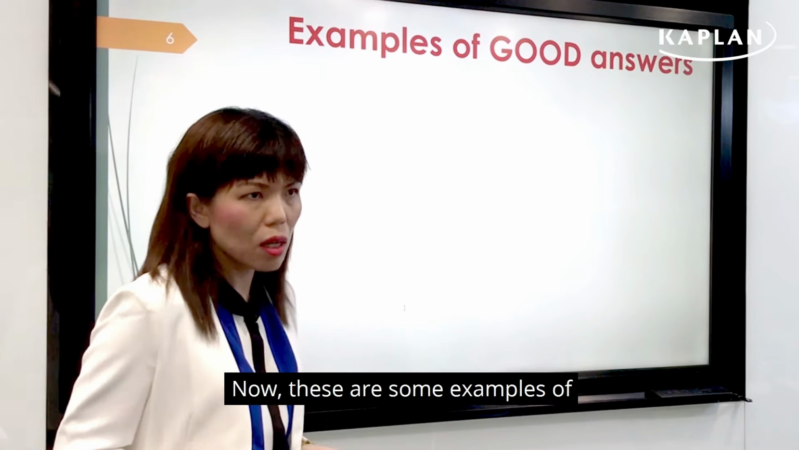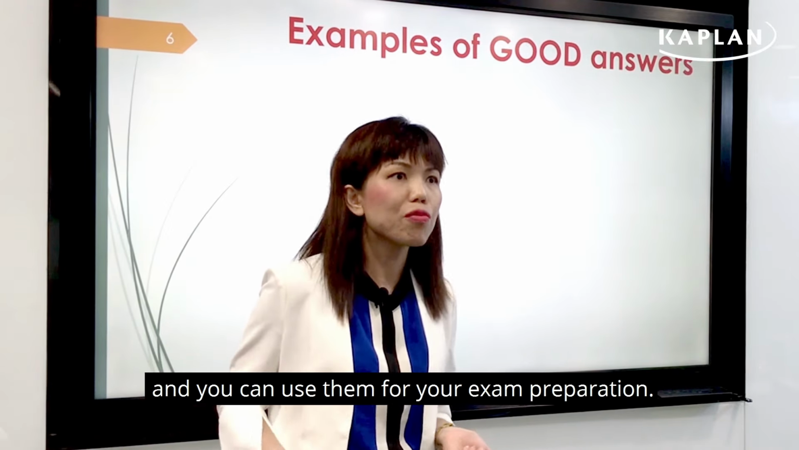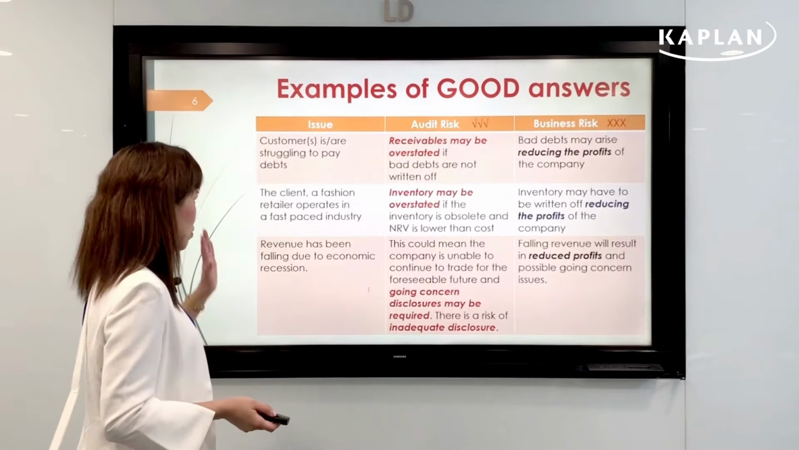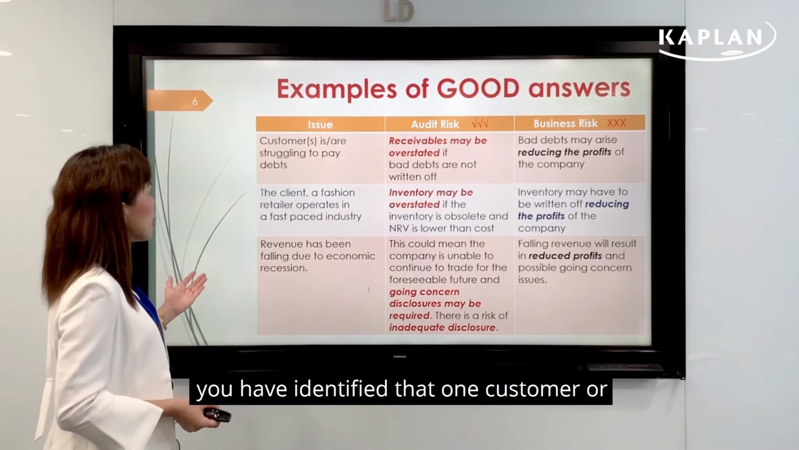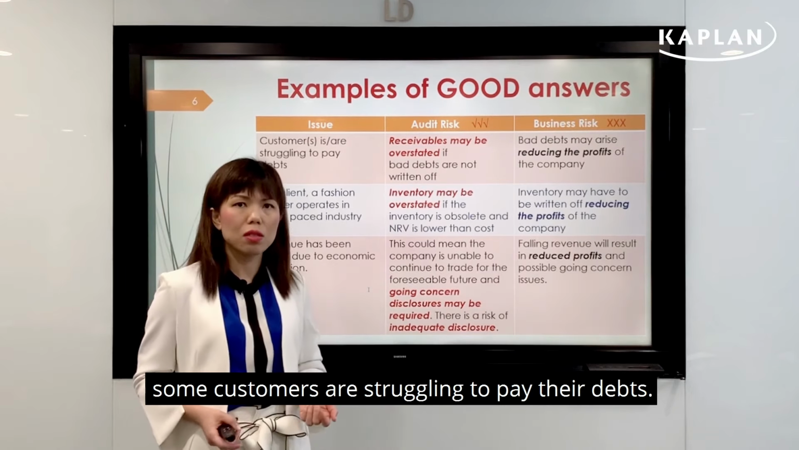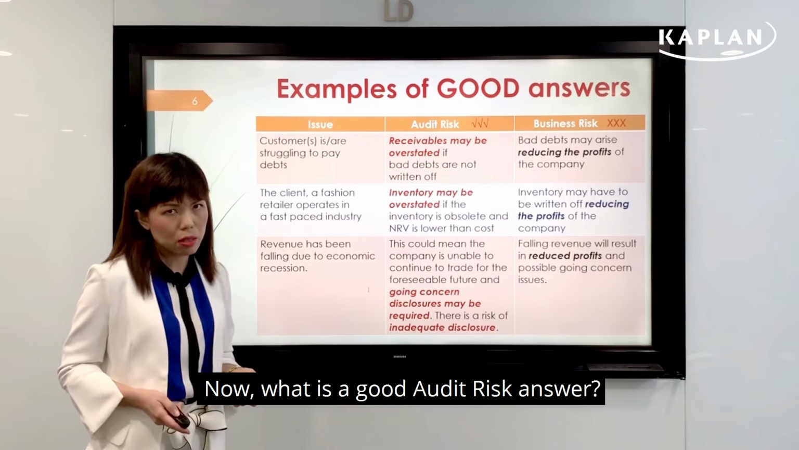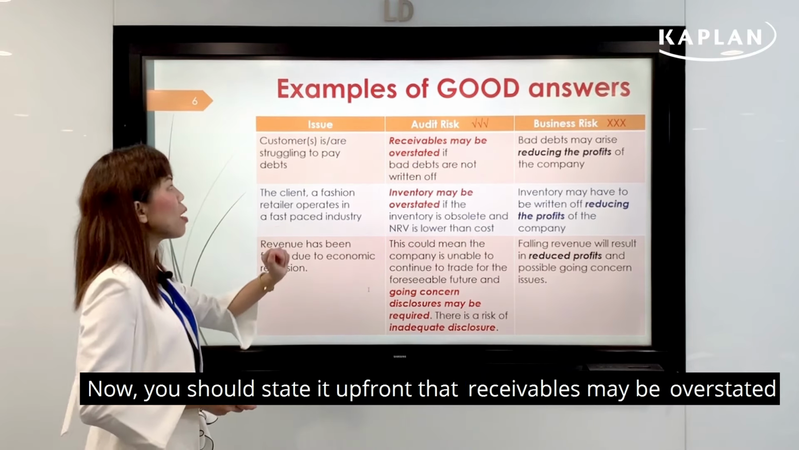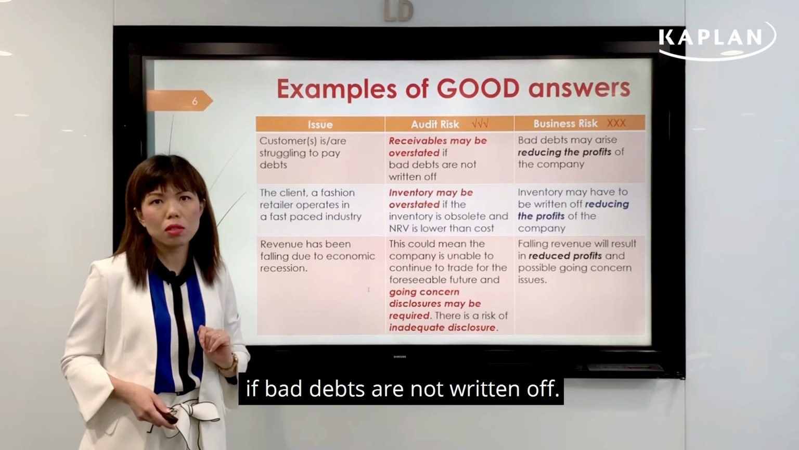Now, these are some examples of good answers which I would like to share with you, and you can use them for your exam preparation. Say, for instance, in the case study, you have identified that one customer or some customers are struggling to pay their debts. Now, what is a good audit risk answer? You should state it up front that receivables may be overstated if bad debts are not written off.